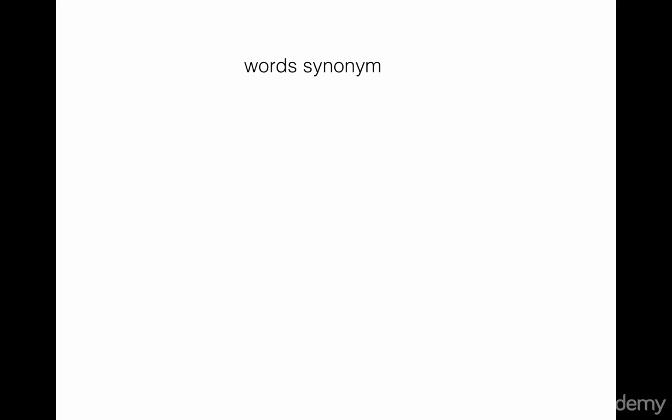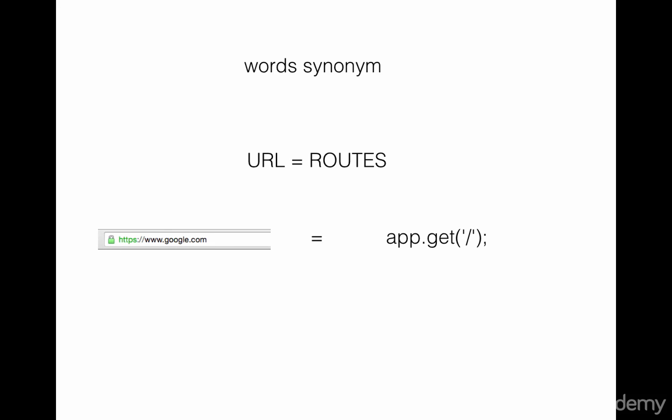So there are word synonyms. Just want to let you guys know, URL is equivalent to routes. You see, this is the URL and it is equivalent to the code on the right side. So nothing to be confused about. It's very simple. Later on, once we write more URLs or routes, to be more specific, you will understand, oh, this is how it has actually been done. So don't worry.